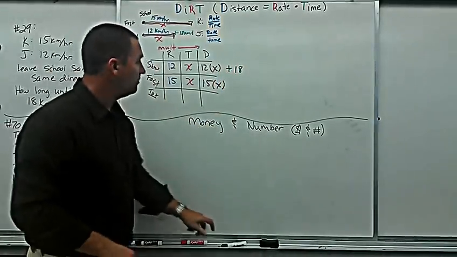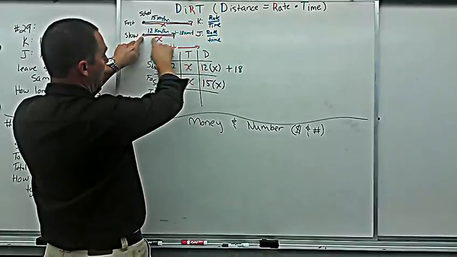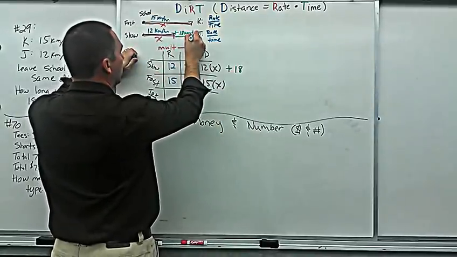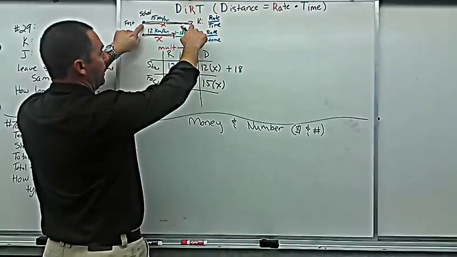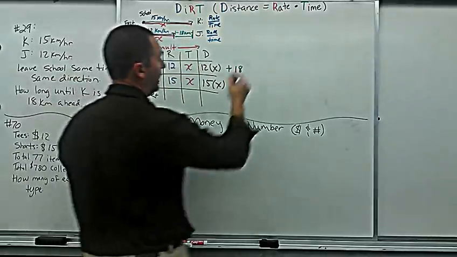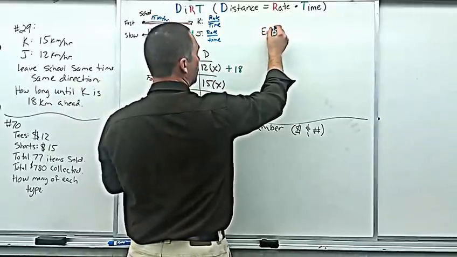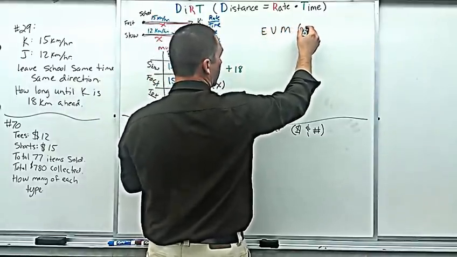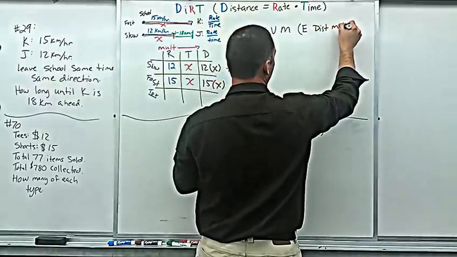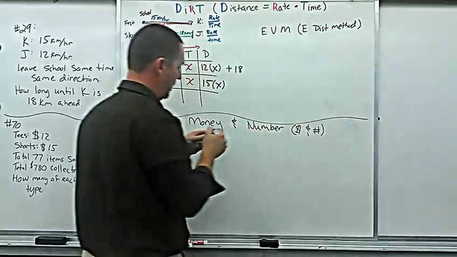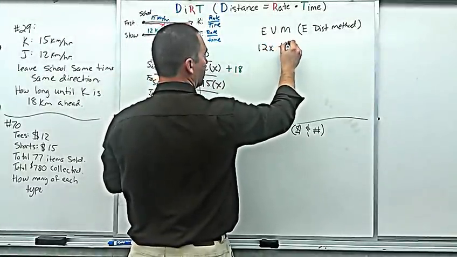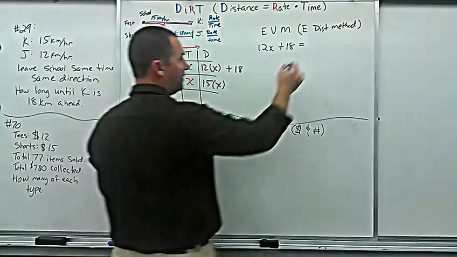And now I have this distance, this line. If I add this plus the green here, it is now going to be the same length as that purple line. So that means this distance is equal to this distance, and I can now set up an equal value method, or we were calling it an equal distance method problem. So I have 12x plus 18 is equal to 15x.